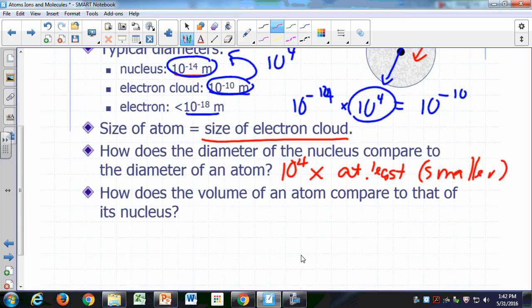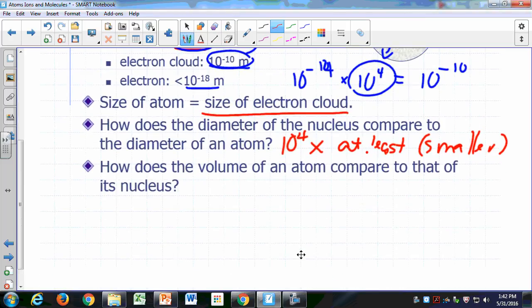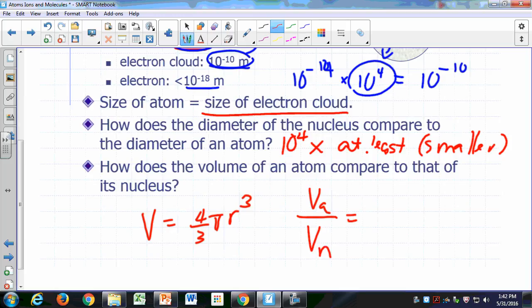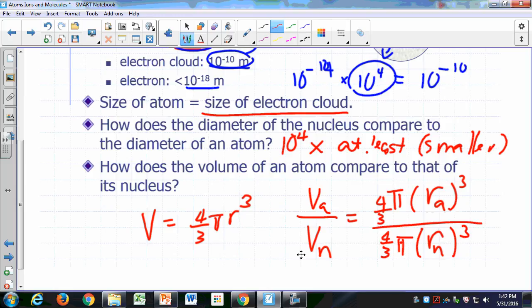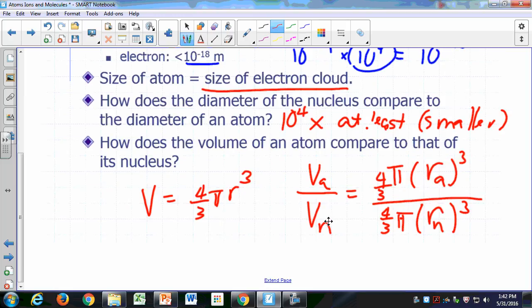How would the volume of an atom compare to that of the nucleus? What's the formula for volume of a sphere, if we imagine the atom as a sphere? Volume of a sphere is 4/3 pi r cubed, right? So let's compare the volume of an atom to the volume of the nucleus. Well, it's 4/3 pi radius of the atom cubed divided by 4/3 pi radius of the nucleus cubed. Okay? So if we did this, 4/3 pi cancel out. That gives you radius of the atom over radius of the nucleus, cubed.